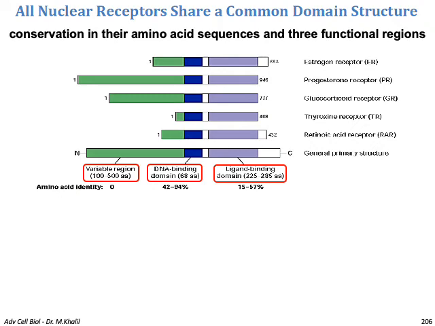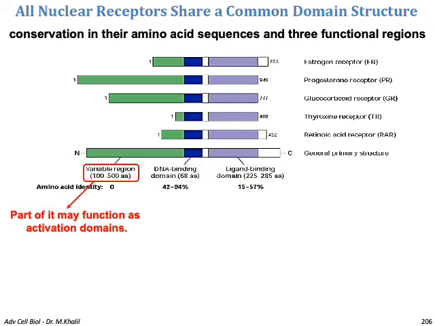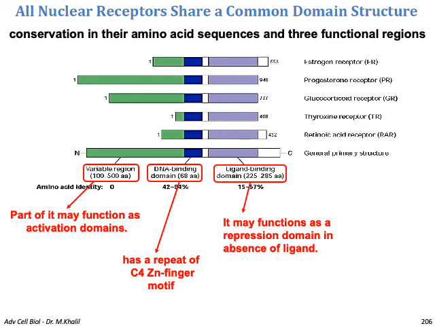We have a variable region domain, a DNA binding domain, and the ligand binding domain. This variable region may function as an activation domain, while the DNA binding domain has a repeat of C4 zinc finger motif that helps the nuclear receptor to bind to DNA. While the ligand binding domain, when there is no ligand, acts as a repression domain for the nuclear receptor.